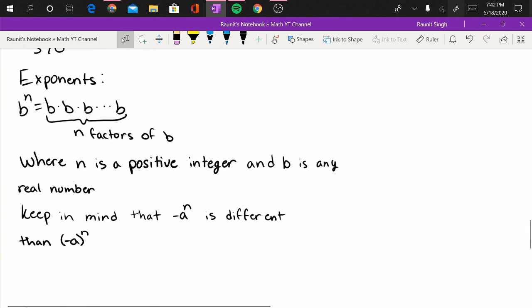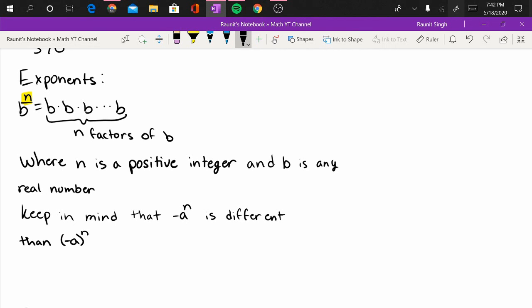Okay, so now we're going to be talking about exponents. So the exponents are basically like n. So this n right here, that's an exponent. What an exponent does is that you have to multiply the number that many times by itself. So in this case, we have b to the power of n. So that would be b times b times b times b times b, and so on, depending on how many times n asks. So n factors of b. Okay?